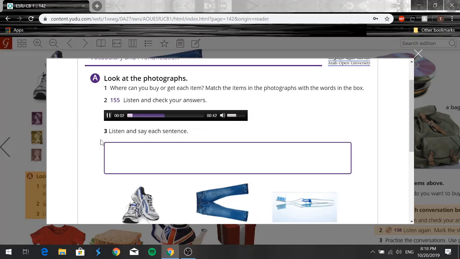155. Lesson 3. Vocabulary and Pronunciation.